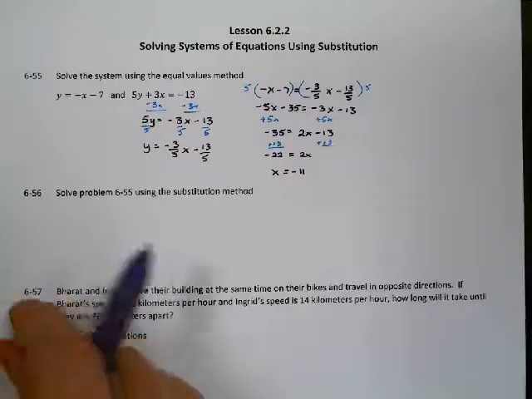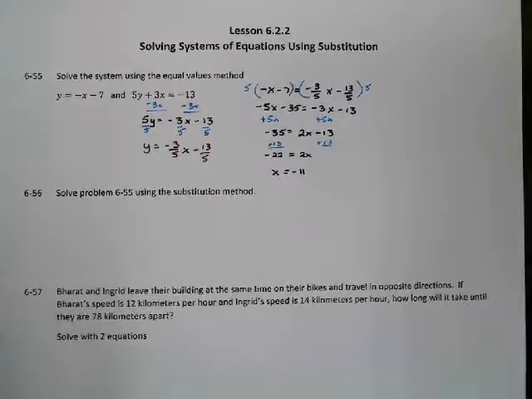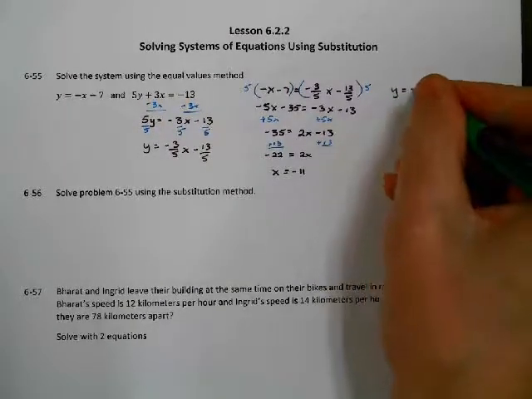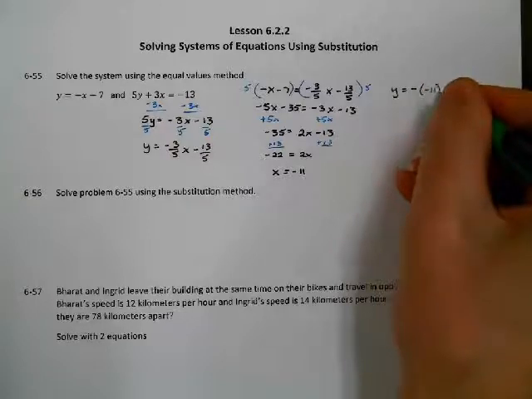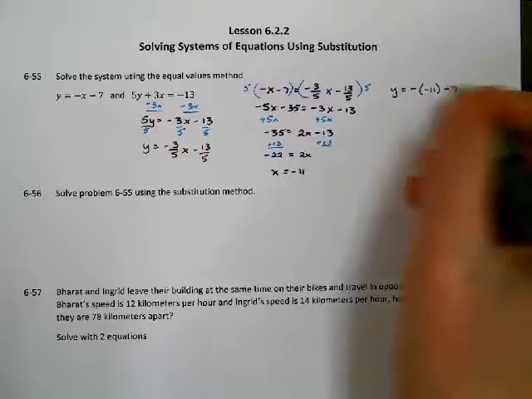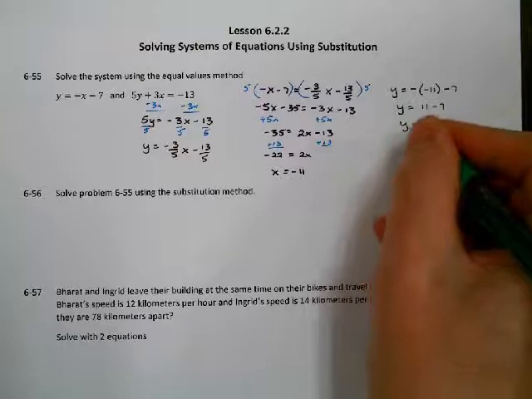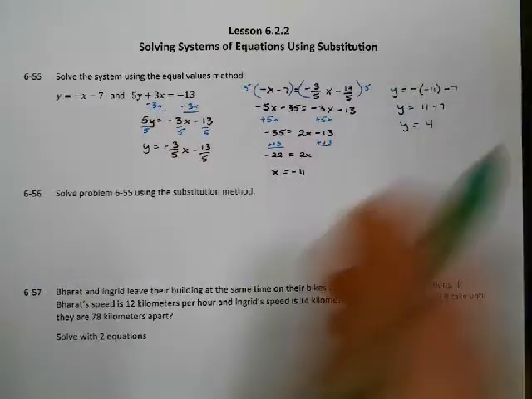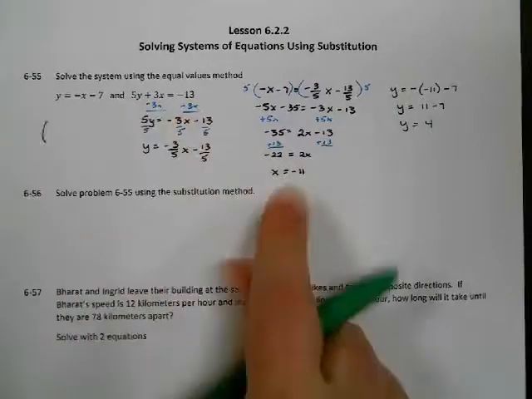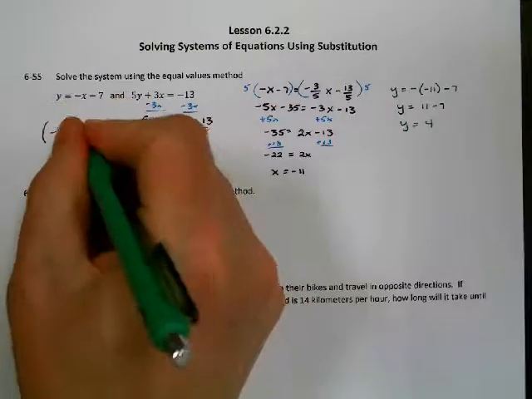Now that I know that x is negative 11, let's plug it into this equation here. So if I plug it into that equation over there, I've got y equals negative 11 minus 7, sorry. So this is y equals 11 minus 7. So it looks like y is going to be equal to 4. So I've got an answer, and my answer is x is negative 11 and y is 4.